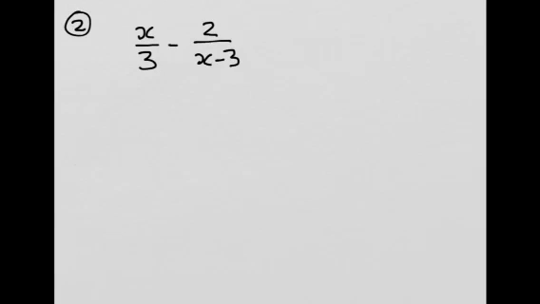Question 2, well, here you're going to do one of your favourite kiss and smile methods. So 3 times x minus 3 for the bottom. Then you're going to do your cross multiplying and tidy up.